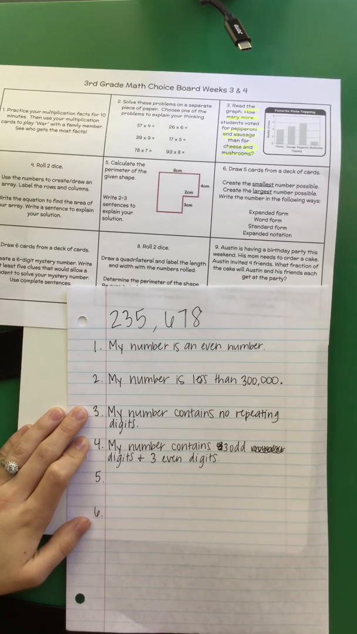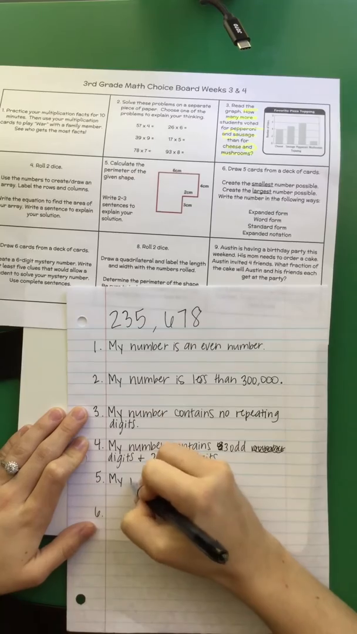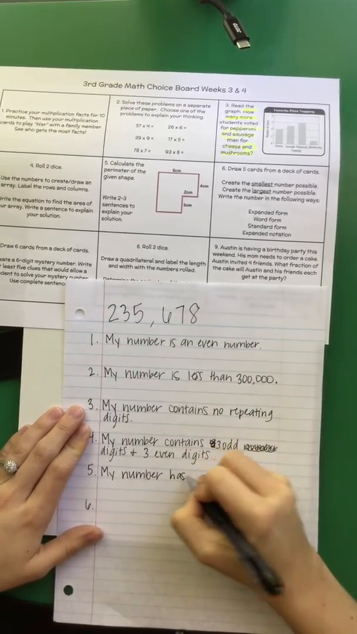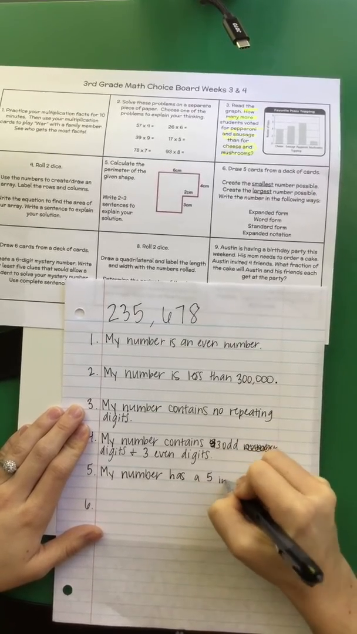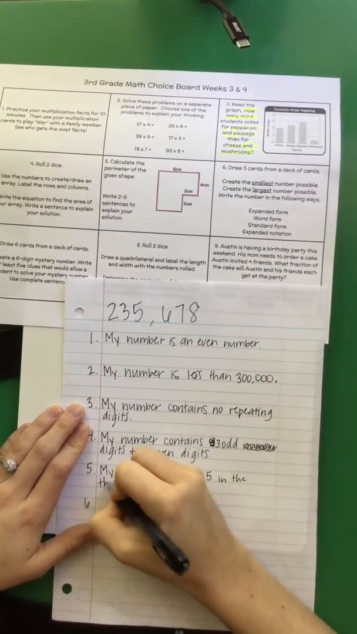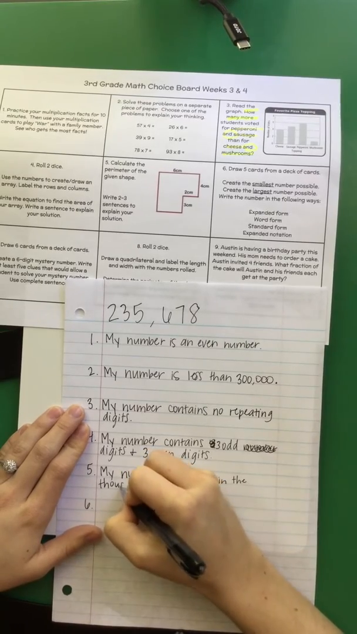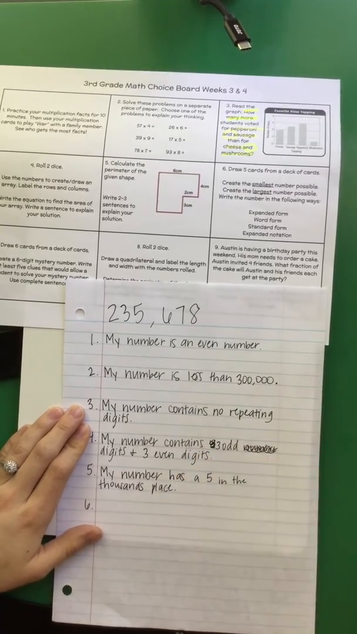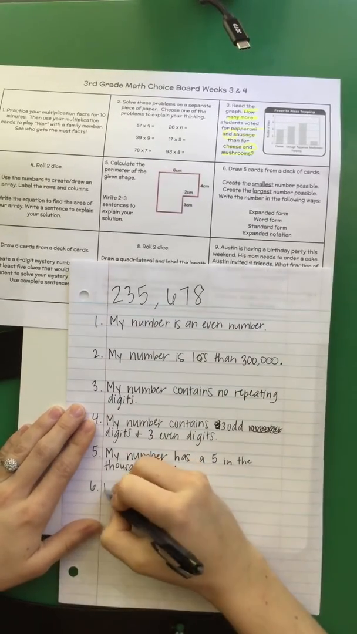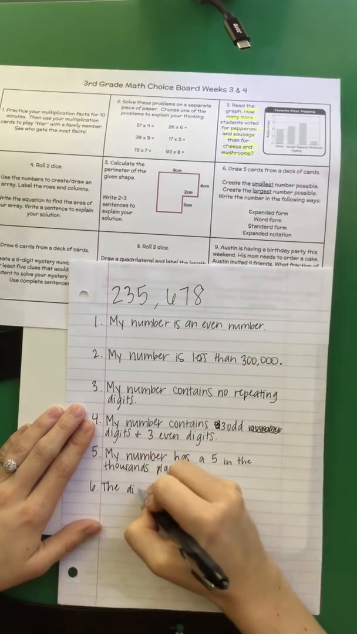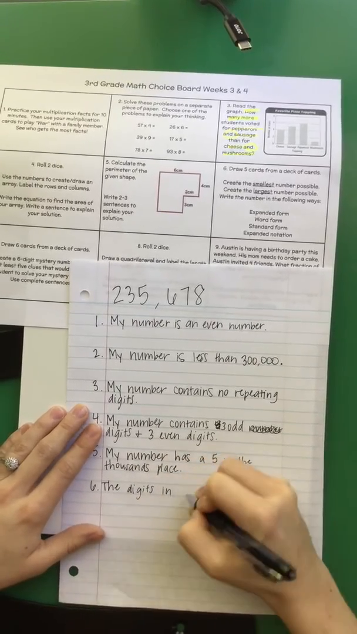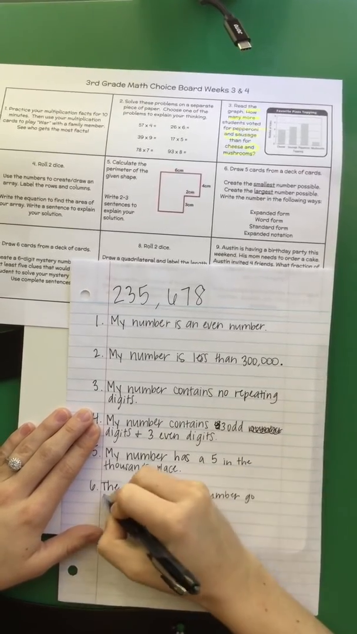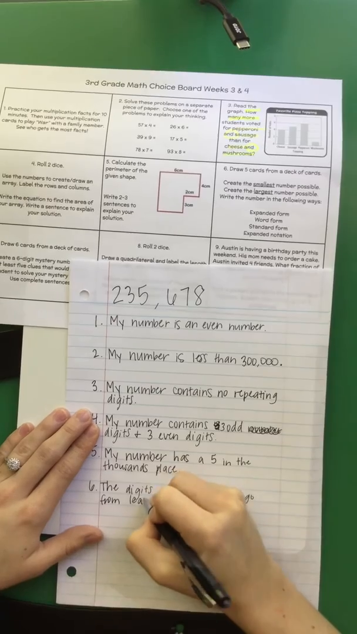Let's see. My number has a 5 in the thousands place. So notice I didn't give away the whole number. I just gave them one hint for where a number is. That way they could fill something in. The digits in my number go from least to greatest.